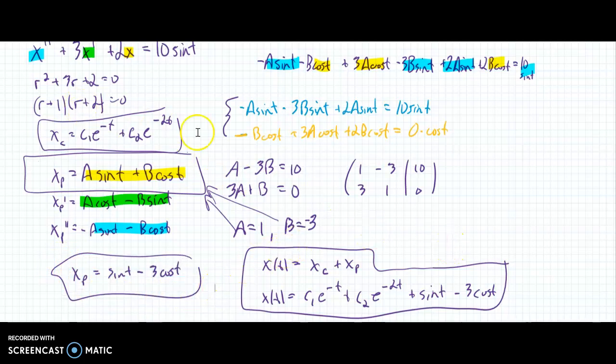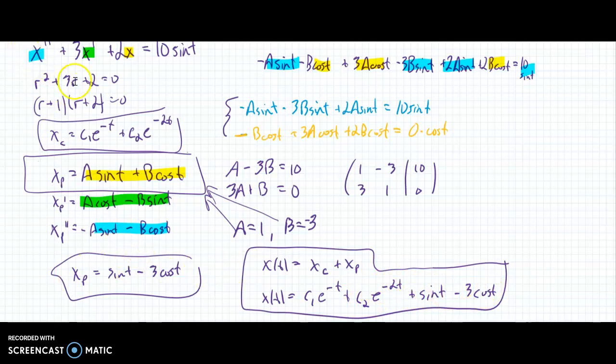Remember, the whole point here is to get a solution to this differential equation that has 2 c's, and that flows through this equation and gives me 10 sine t. So the 2 solutions piece is the xc. I got to take xc, c1e to the negative t plus c2e to the negative 2t, and add it to this xp that I guessed my way into finding.